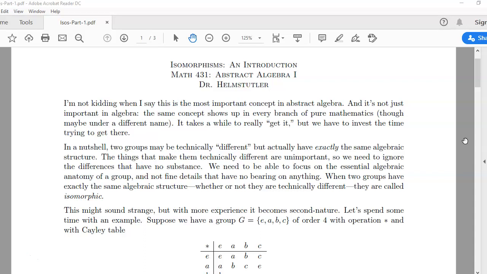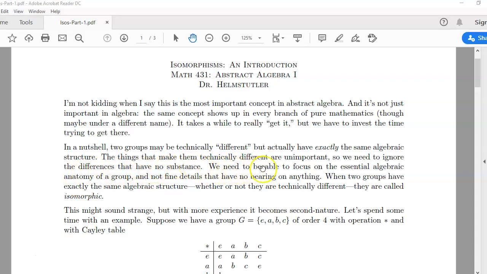So let's talk about this notion of isomorphism and what it means. So, in a nutshell, two groups might be technically different. They aren't the same, but they actually might have exactly the same algebraic and group structure. All right, they might be absolutely algebraically identical, but they're technically different. So the things that would make them technically different are just negligible. They don't matter. They're unimportant. And so we want to be able to ignore the differences that don't matter. That's the whole point of this. Ignore the differences that don't matter.